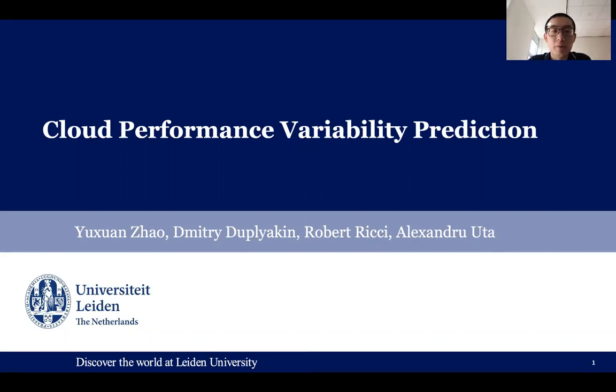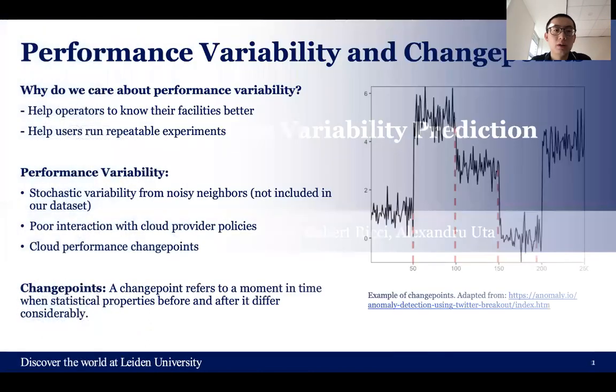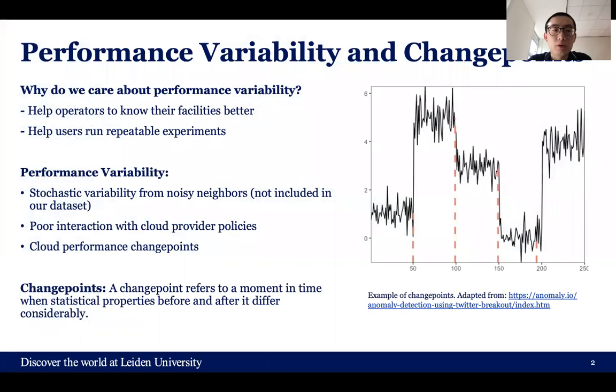The subject of my presentation is cloud performance variability prediction. Okay, let's start. So why do we care about performance variability? The answer is that it's helpful for both operators and users. For operators, it can help them to know their facility better. For users, it can help them run repeatable experiments.